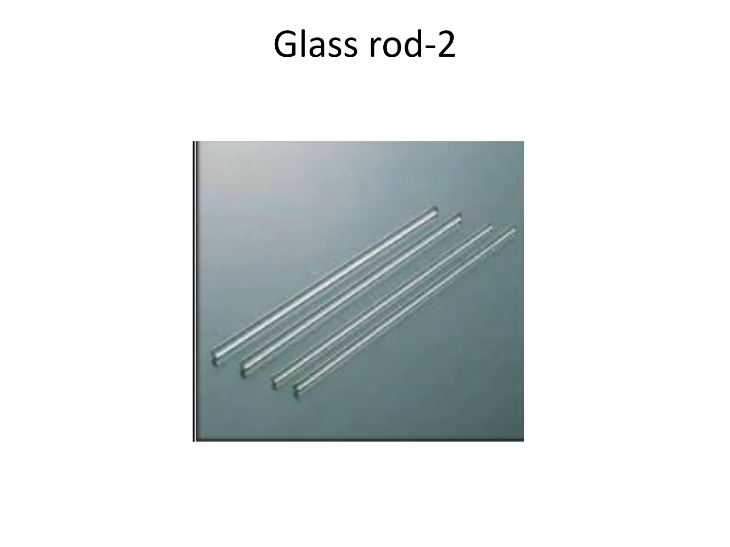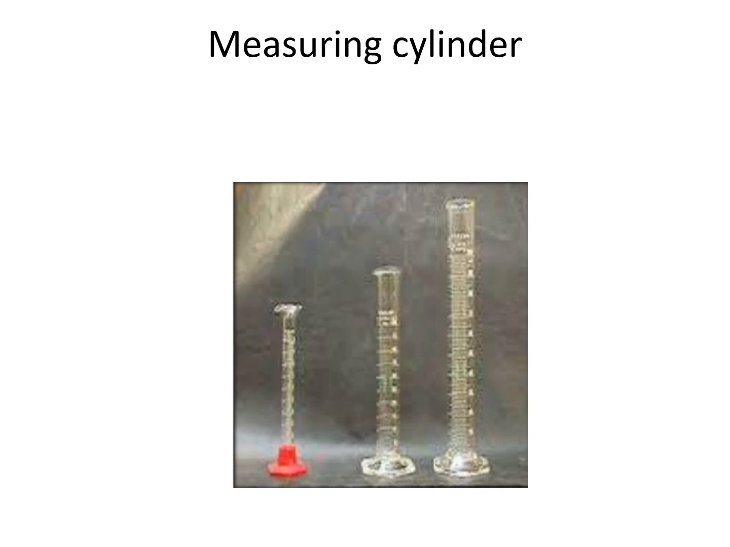As you know, this is a glass rod. We need a separate glass rod for both the standard and the test. So it's very important to use a separate glass rod. Otherwise, there is a chance of introducing an error in our procedure. This is a diagram of measuring cylinders of different ml.